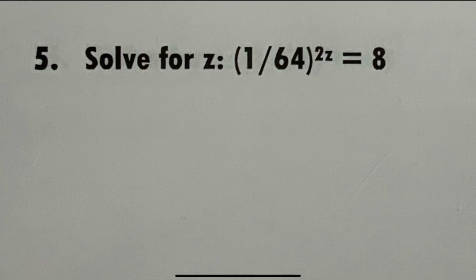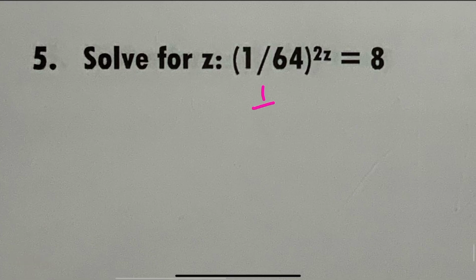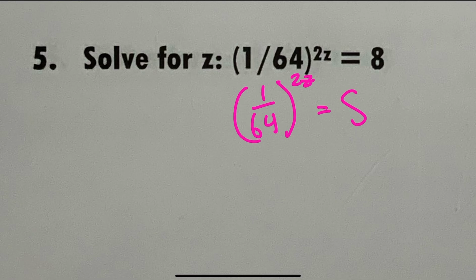So this one, we are solving for z, again, just like x, just a variable. And we are starting out with 1 over 64 to the 2z power equals 8. I'm just rewriting it so it's a little bit easier to see. But we're starting out with a fraction here. And we've already talked about this in this unit too.